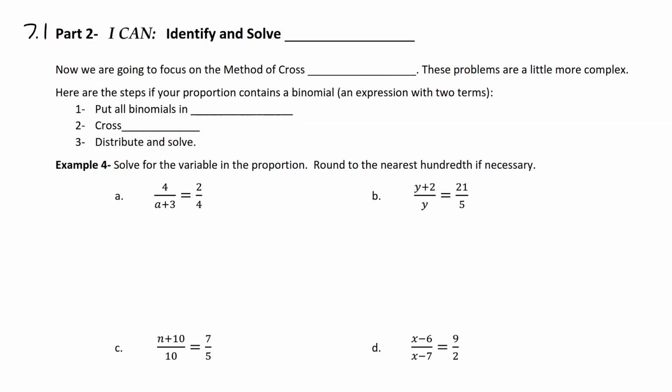We're going to pick up right where we left off. This is part 2 of 7.1. I can identify and solve proportions. Proportions, spell that correctly. All right, and today we're going to focus on the method of cross-multiplying.